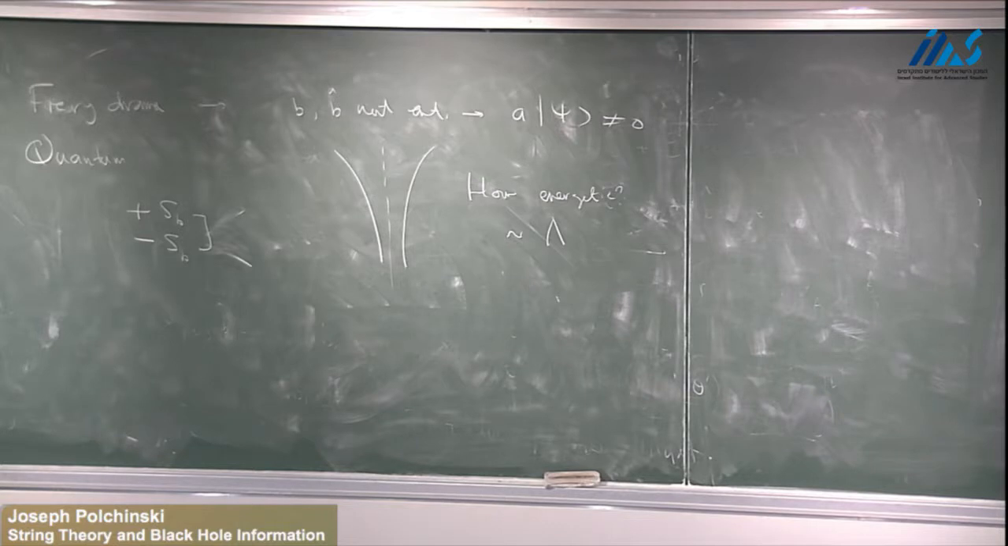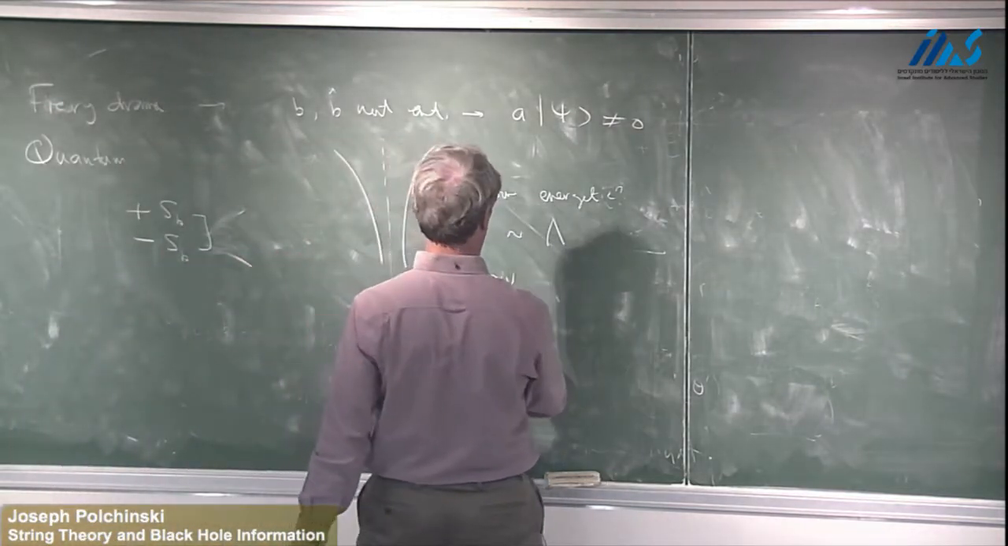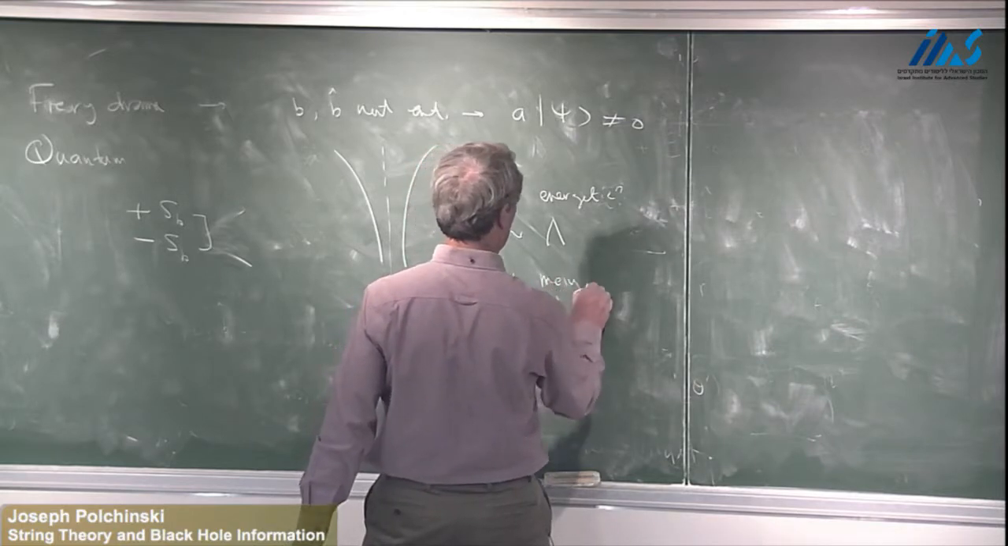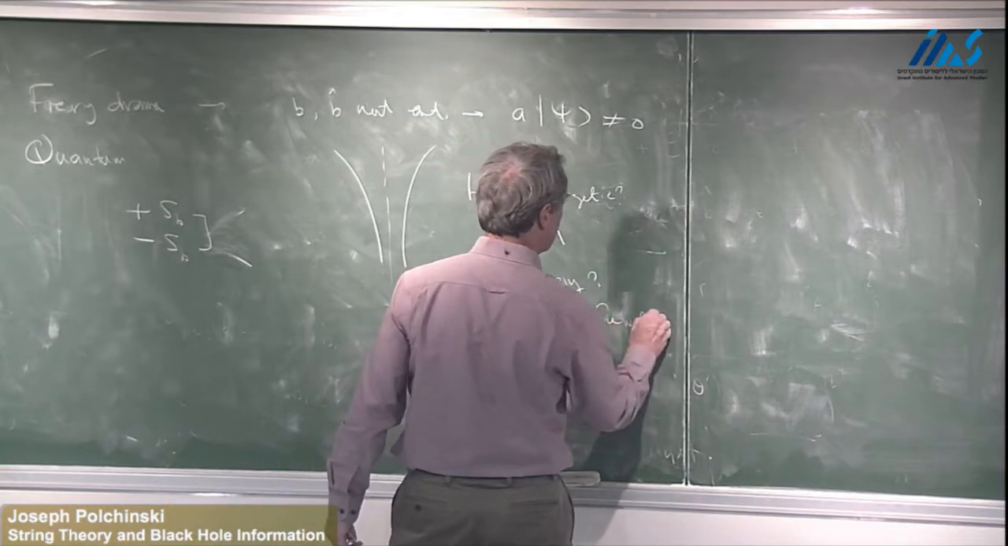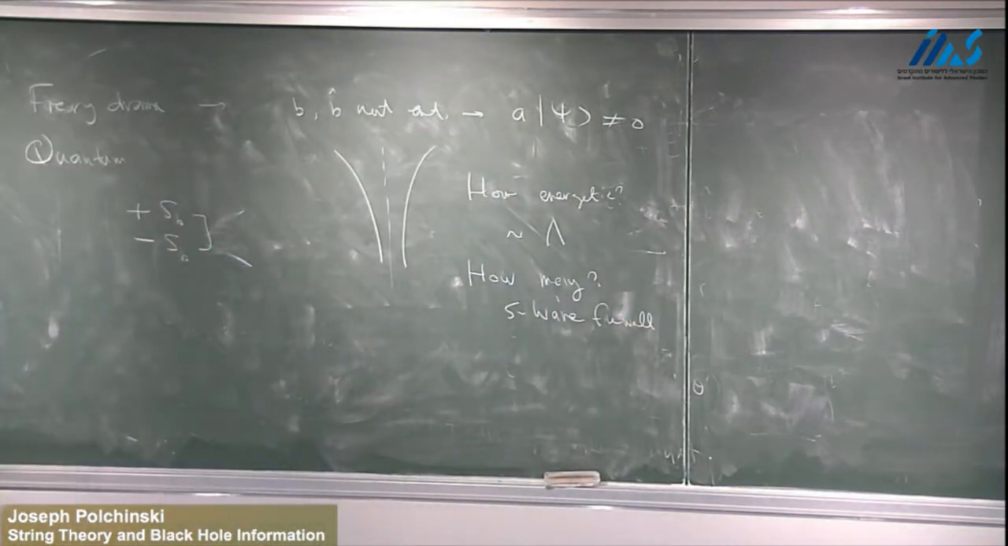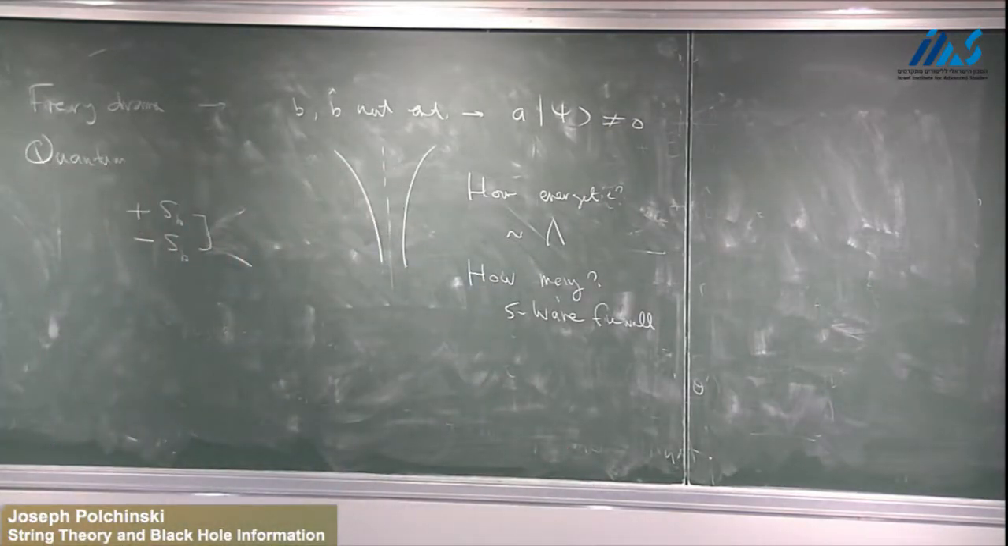So if you take this argument and assume the best case scenario, that things are only as bad as they have to be, then you would get what we call an S-wave firewall. How many? So one possibility is an S-wave firewall. Now, the fact that the infalling observer has a chance to see one of these particles doesn't seem as dramatic as the prospect that they would necessarily see many of them. But it still is dramatic that there are particles that exist with no right to exist. So this is already something that needs a theory.